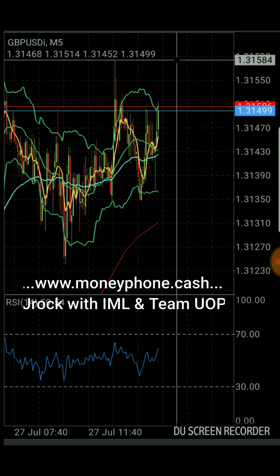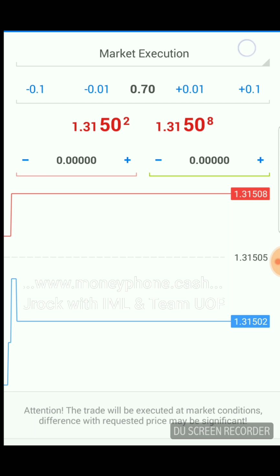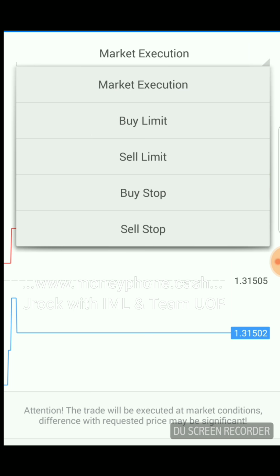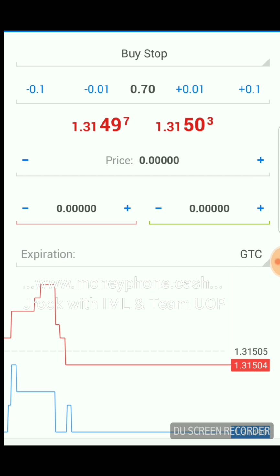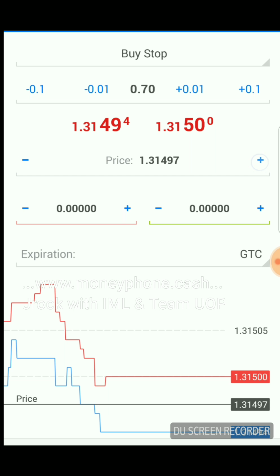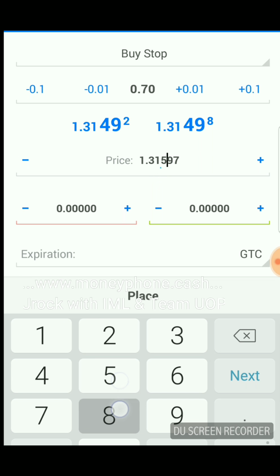1.31585. So we're going to go to our order screen by clicking on that right there. I'm going to click right here where it says market execution and do a buy stop. Then right here I'm going to change my numbers. I can type it in, 585. And then I can place a stop loss at whatever point I want. I can do 30 pips below or 100.